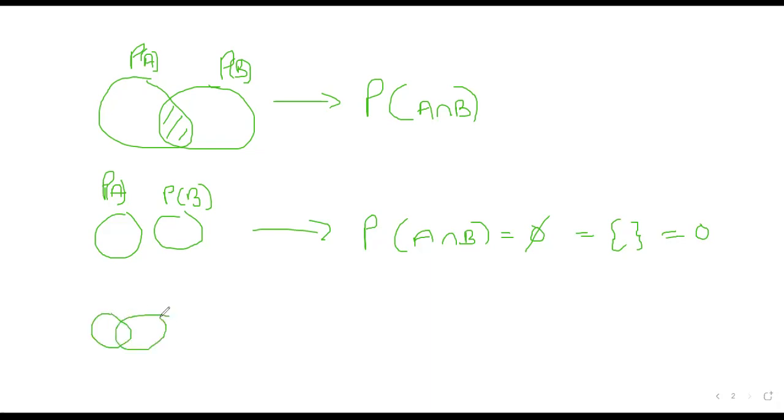A union B is when we are adding. So probability of A union B is simply probability of A plus probability of B minus A intersection B. So these are the basic rules that you need to understand when you're dealing with our probabilities.